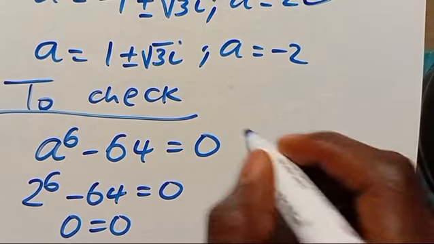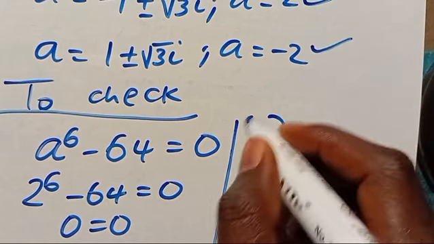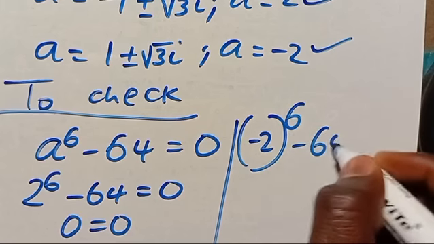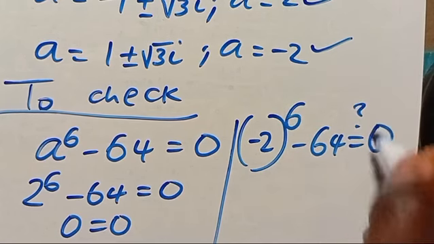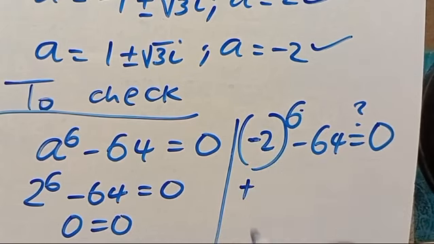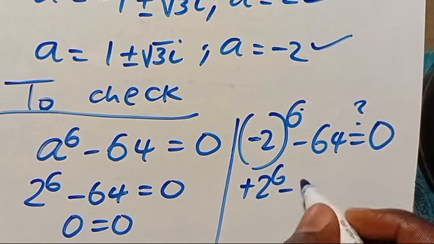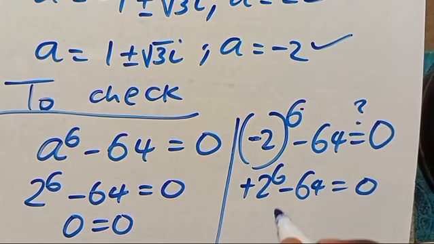Likewise, minus 2, this again, to the power of 6 minus 64, is going to give us 0. Anytime you have a negative to the power of an even number, it will give you a positive, so 2 to the power of 6, which equals 64, minus 64 equals 0.